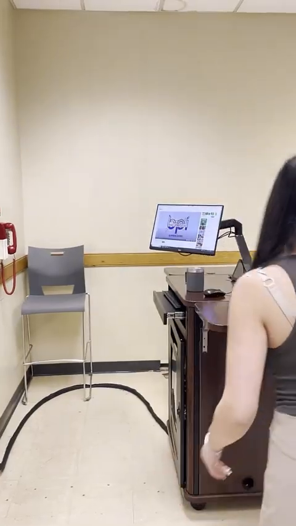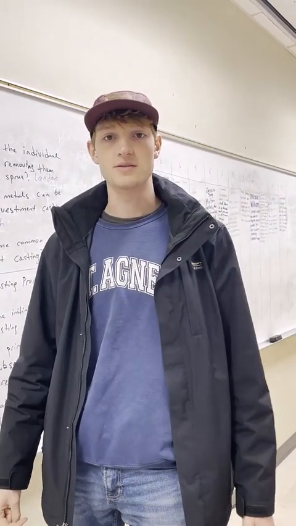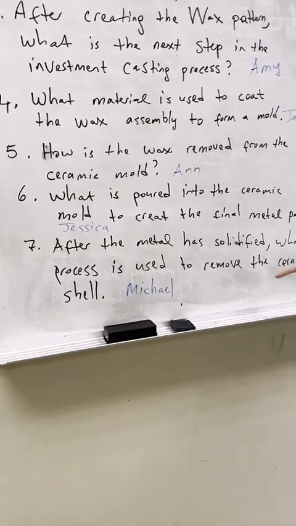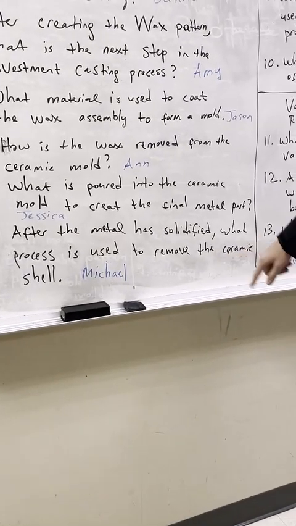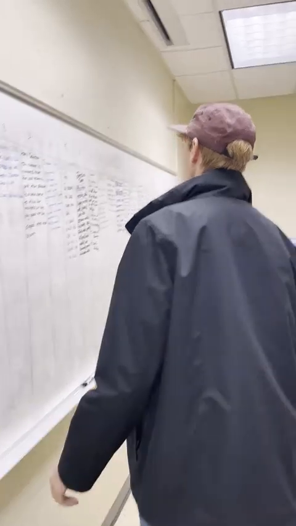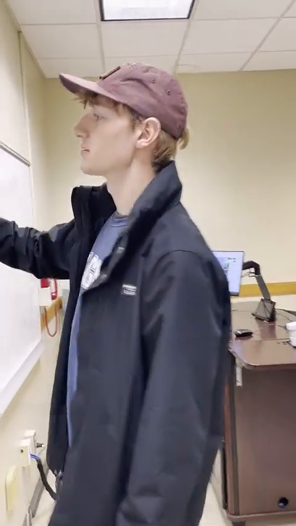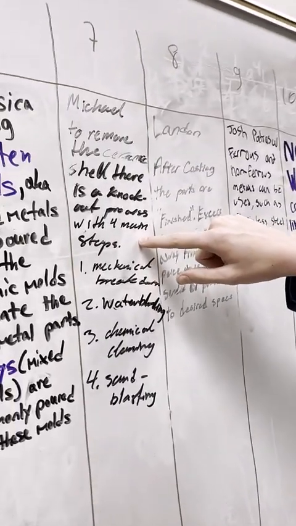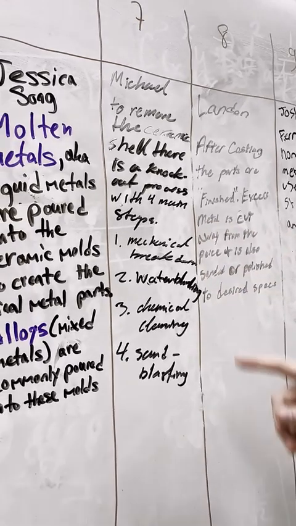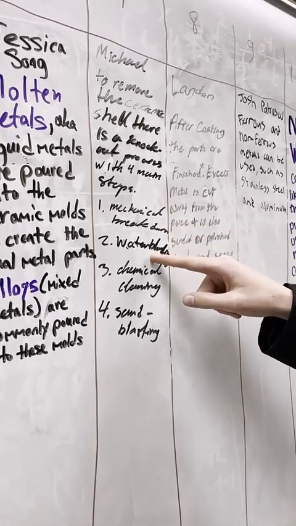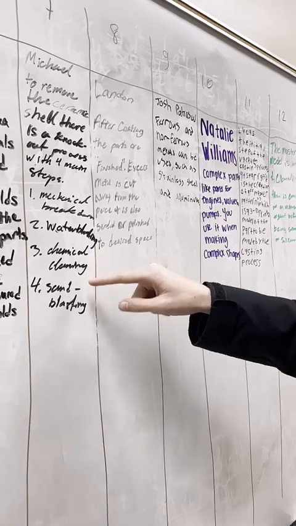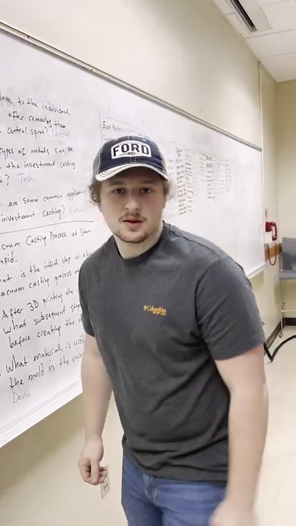Thank you. Hi, my name is Michael. My question was number 7, asking about how we remove the ceramic shell. And my answer was, there's a knockout process with 4 main steps: a mechanical breakdown, water blasting, chemical cleaning, and sandblasting.